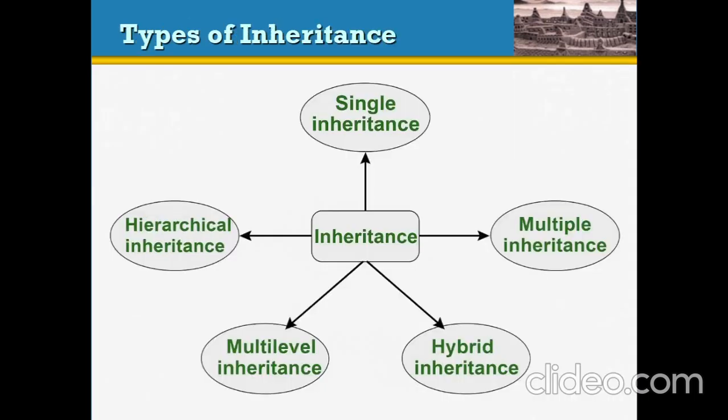Next, we are going to see the topic types of inheritance. What are the types of inheritance? There is not just one way to structure this relationship. Depending on the complexity of our system, you might use different types of inheritance. What are the types? Single inheritance, multiple inheritance, hierarchical inheritance, multilevel inheritance, and hybrid inheritance. There are different concepts we are using as inheritance.